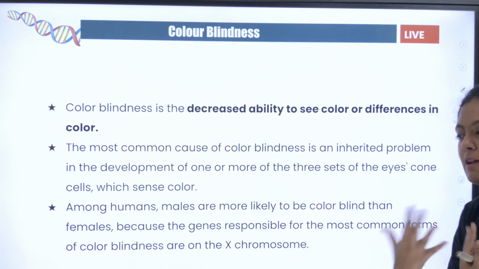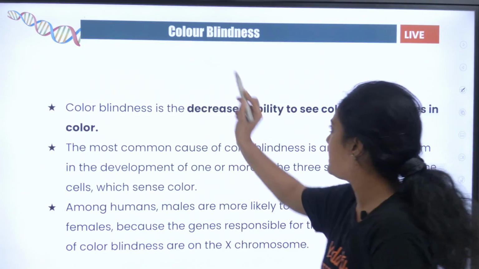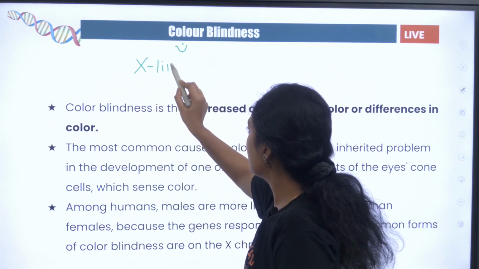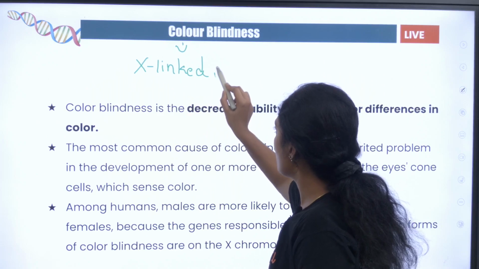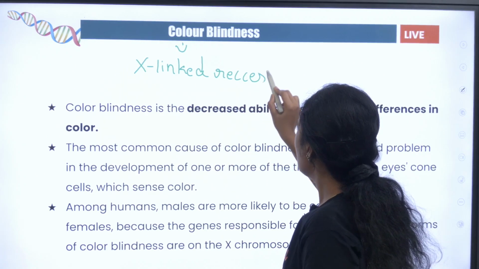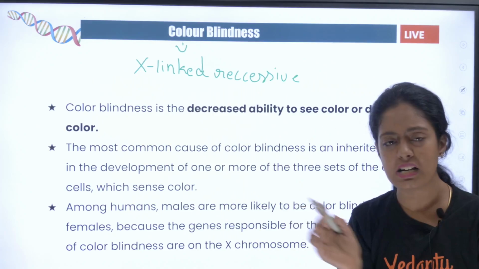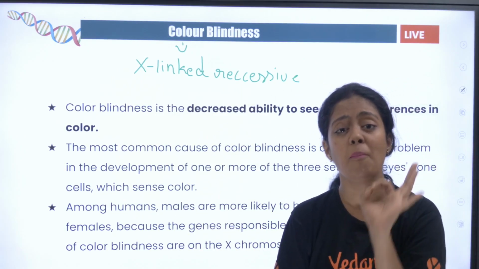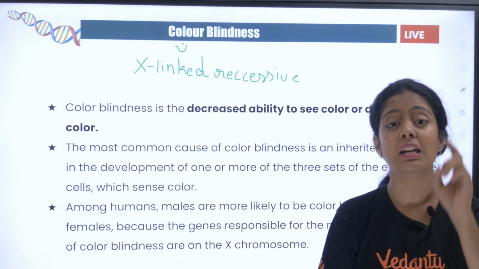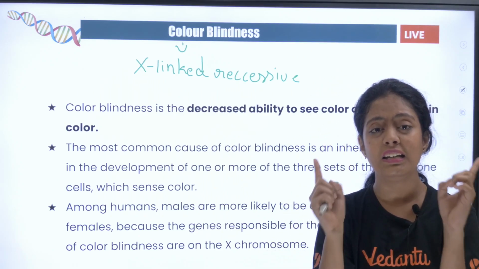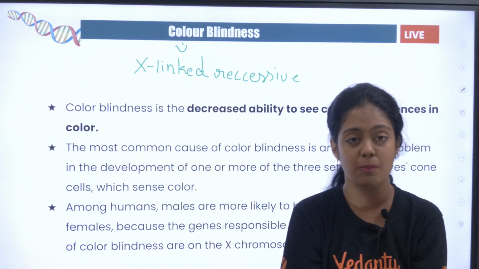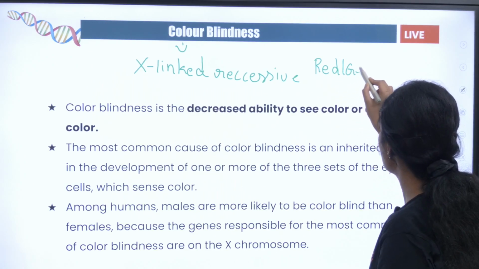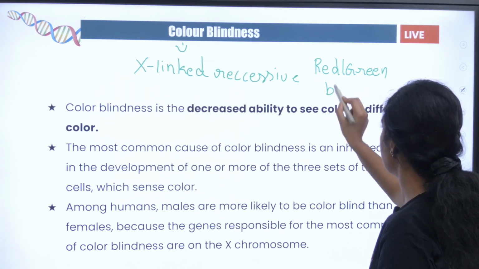Okay, now let's go to color blindness. What kind of disease is color blindness, kids? It is also an X-linked recessive disease. Okay, so what is color blindness? Can they not see any color, is everything black and white like an old movie? No, it's not like that. Okay, they do not have the ability to differentiate between red and green. They cannot tell the difference between red and green. So we call this red-green color blindness, red-green blindness.